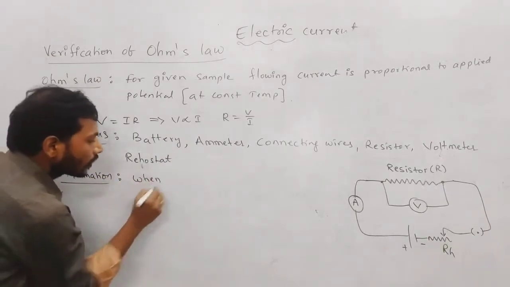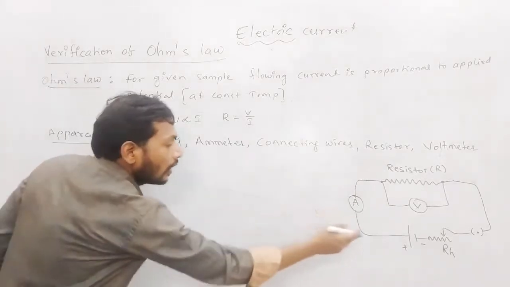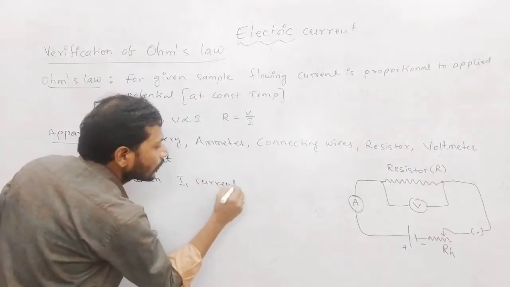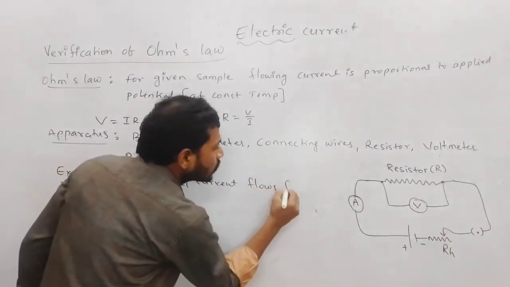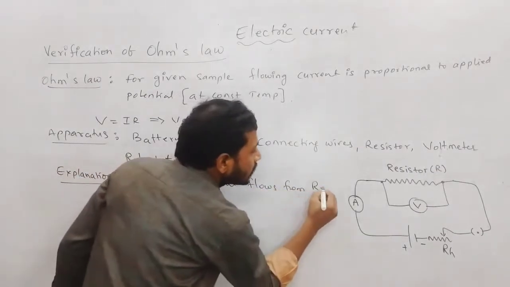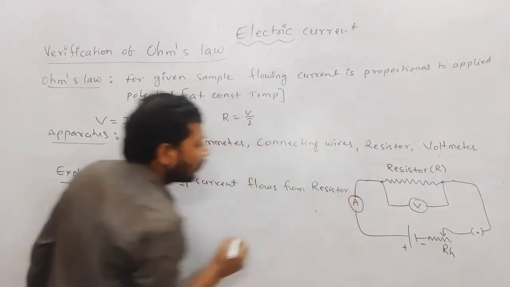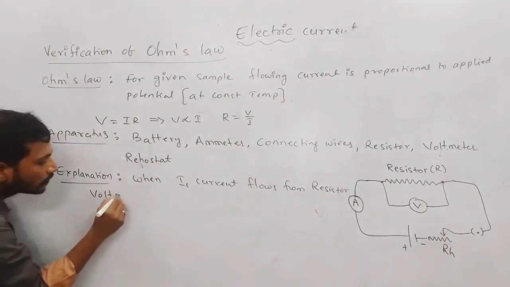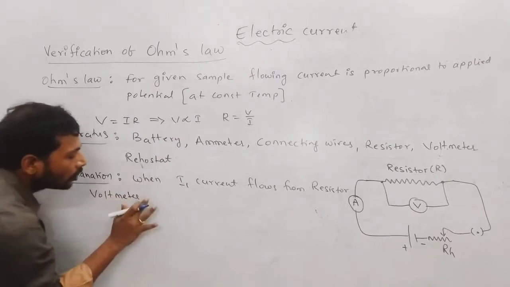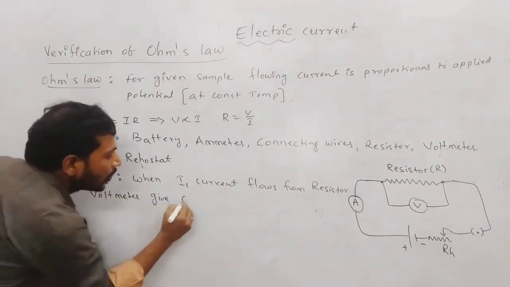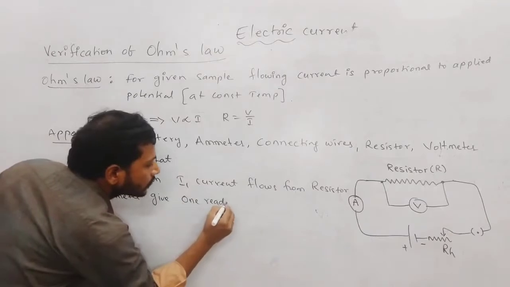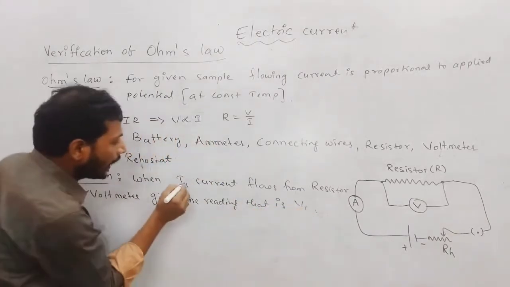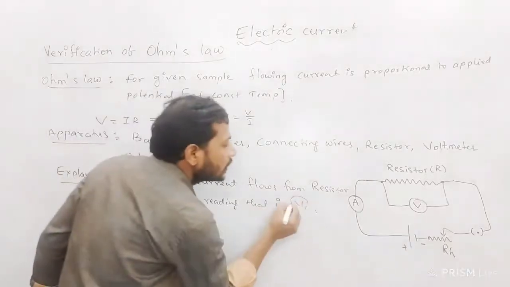When some current I1 flows through the resistor, the voltmeter gives one reading, that is V1. I take current as I1 and voltage as V1.